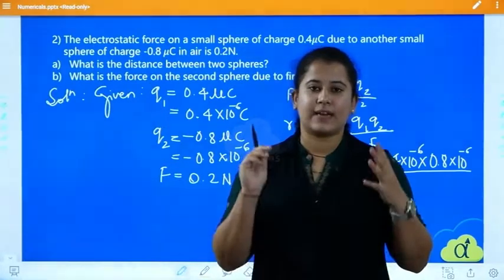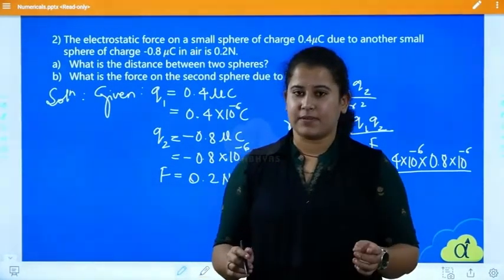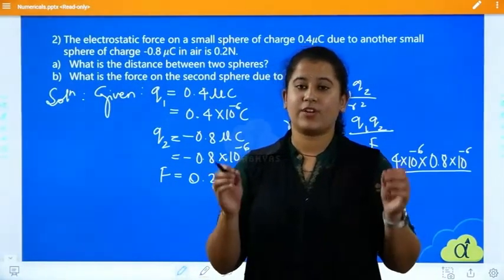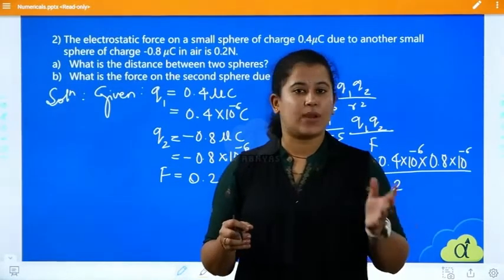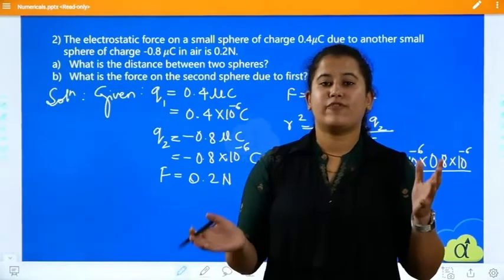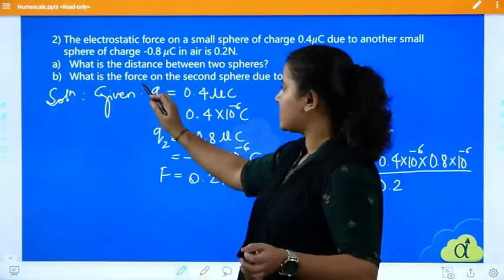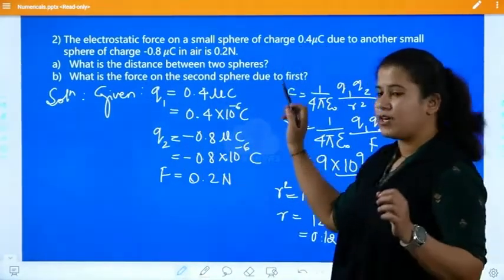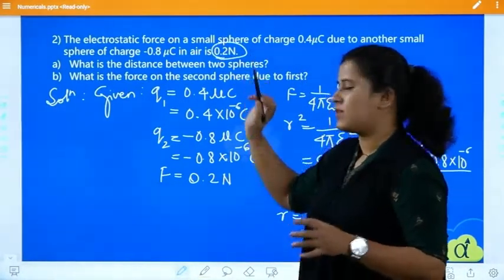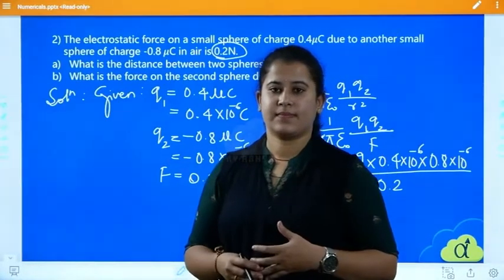So this we can relate to Newton's third law, where forces exist in pairs. Whenever you take a pair, the forces will be equal and opposite. So the force on both the charges will be of the same magnitude. So the second answer, that is the force on the second sphere due to the first, is nothing but 0.2 Newton, which is the first force itself. Clear? So if there are any doubts regarding this, please let us know.